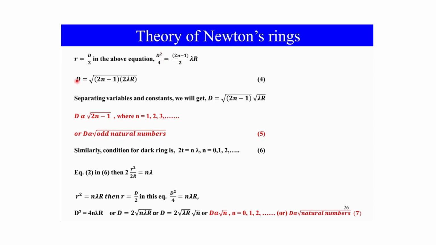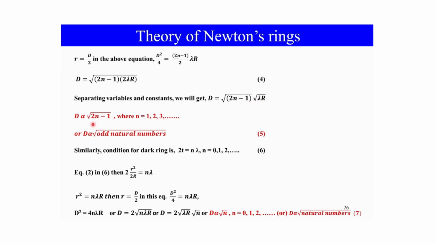So the diameter of the ring becomes d is equal to square root of (2n minus 1) into 2 lambda r. Now in this equation we are separating variables and constants. Here lambda is the wavelength of the light source used, which is a constant, and r is the radius of curvature of the lens, which is already given by the respective supplier of the lens, and n is a variable. Therefore, separating variables and constants, we get d is equal to square root of (2n minus 1) into square root of lambda r.